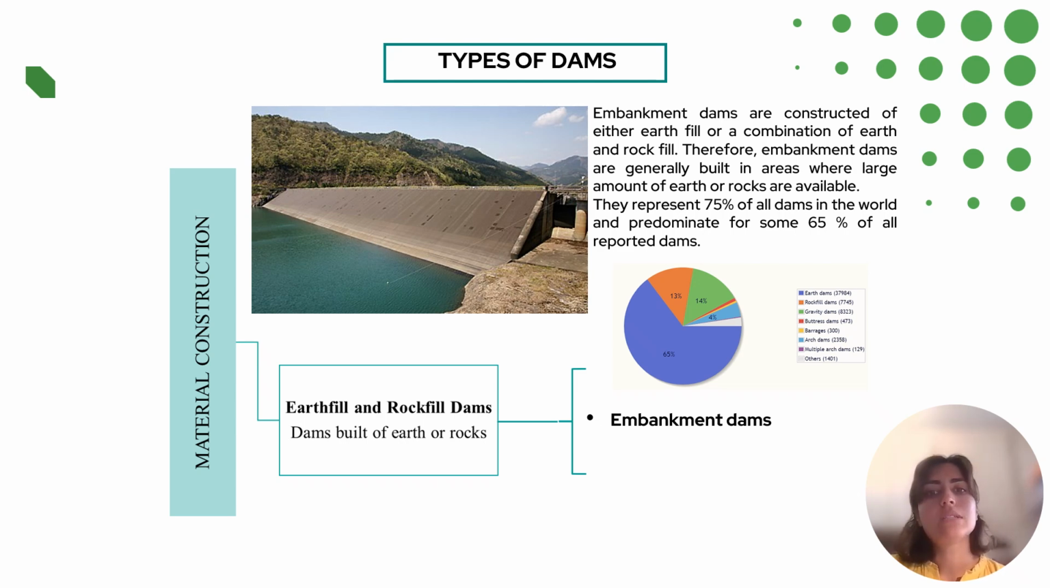What is remarkable is that embankment dams are by far the most common type of dam worldwide. They represent about 75% of all dams in the world and approximately 65% of all reported dams fall into this category. Their popularity is due to their adaptability and relatively lower construction costs. Despite being made of natural materials, embankment dams can reach impressive sizes and provide the same essential functions as other types of dams, such as water storage, flood control, and hydropower generation.